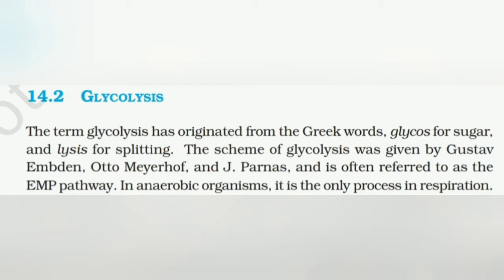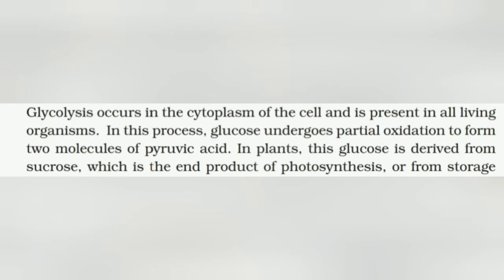The scheme of glycolysis was given by Gustav Embden, Otto Meyerhof, and J. Parnas, and is often referred to as the EMP pathway, the Embden-Meyerhof-Parnas pathway. In anaerobic organisms, it is the only process in respiration. Glycolysis occurs in the cytoplasm of the cell and is present in all living organisms. In this process, glucose undergoes partial oxidation to form two molecules of pyruvic acid.